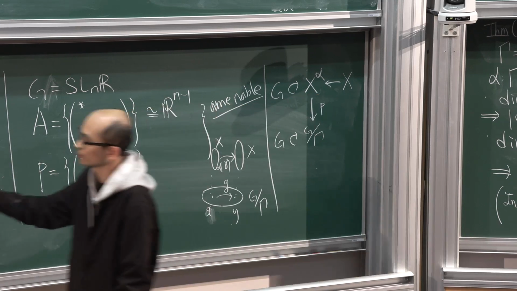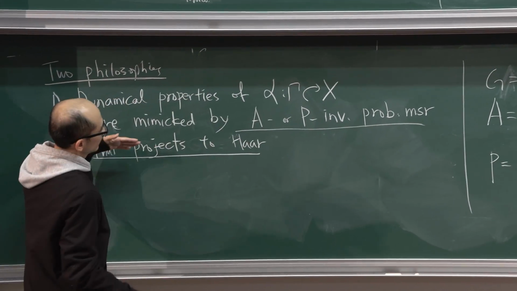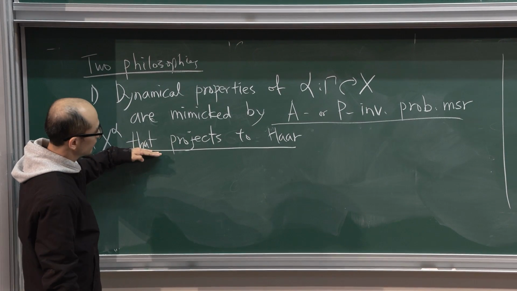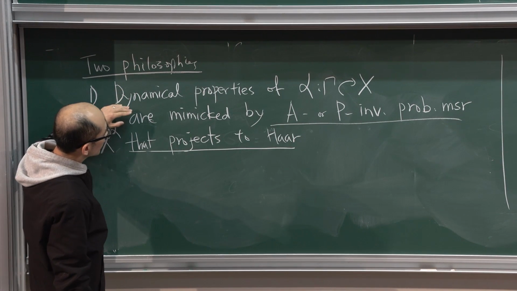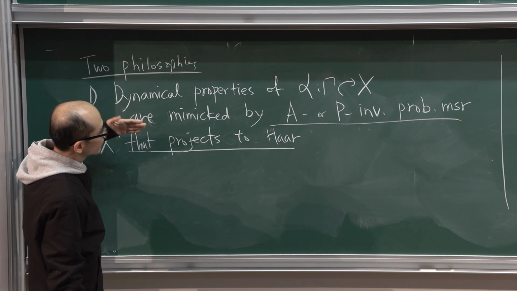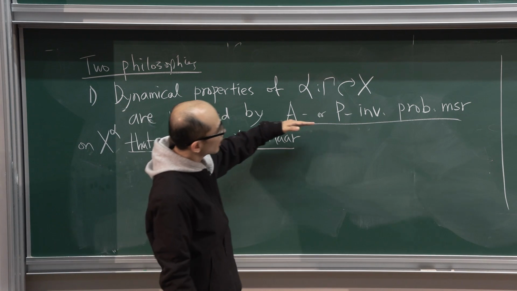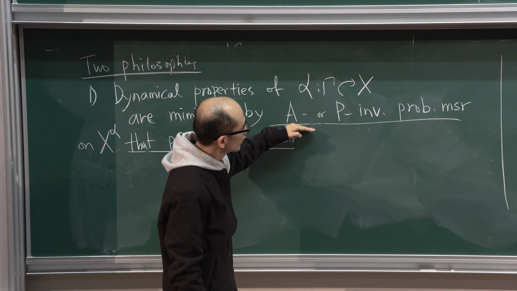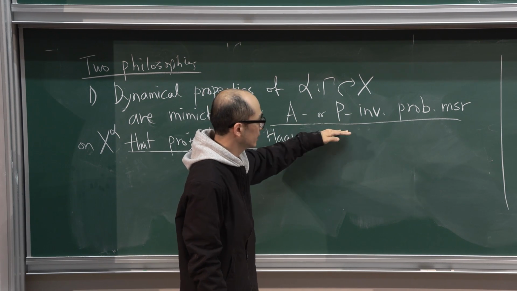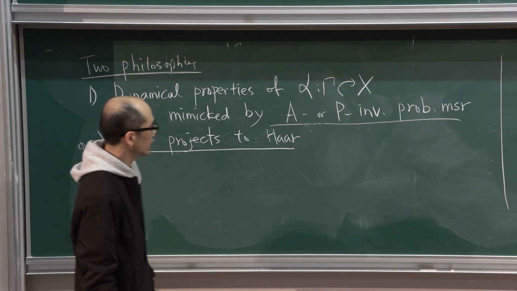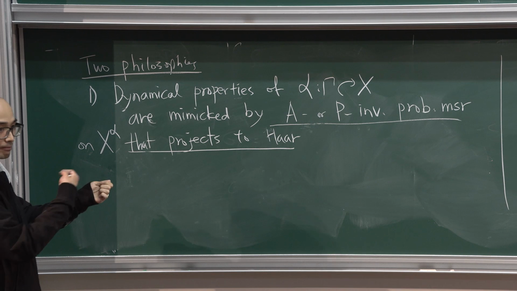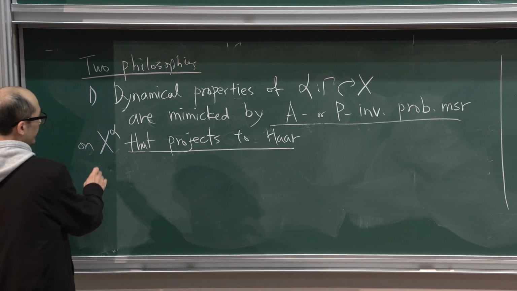So I want to say that because the measure is very nice on the base, which is the G invariant measure, dynamical properties of the action can be mimicked by some measure. There is a witness of the dynamical property, which is the A or P invariant measure, because it is easy to find an A or P invariant measure. And the really dynamical property sees the fiber. So this is one philosophy.